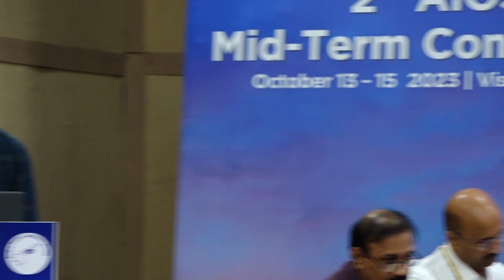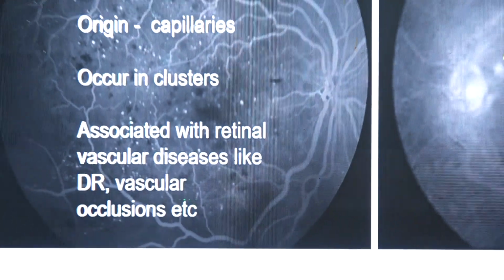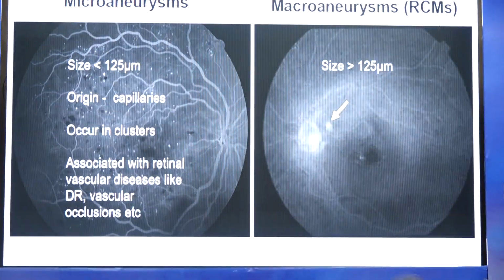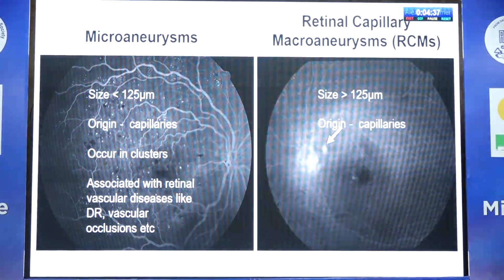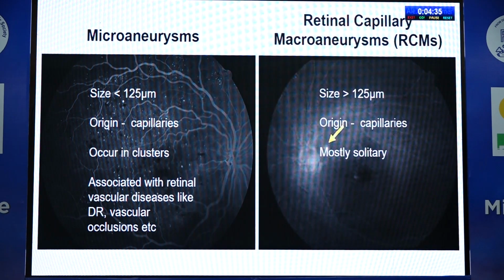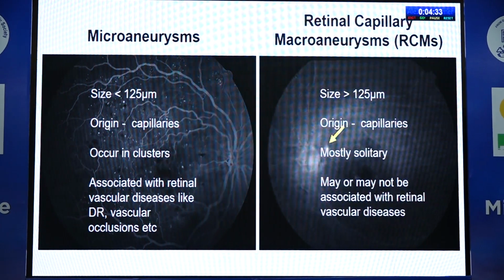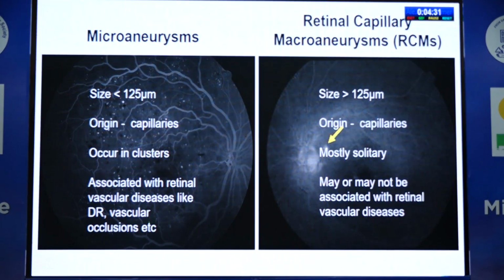Good evening, everyone. Our study is on multimodal imaging characteristics and treatment outcomes of retinal capillary macroaneurysms. We all know that microaneurysms have a size less than 125 microns. They have capillary origin. They occur usually in clusters and are associated with other retinal vascular diseases like diabetic retinopathy and vascular occlusions. On similar lines, we have these retinal capillary macroaneurysms, which have a size more than 125 microns. They also have a capillary origin, but they are usually solitary. They may or may not be associated with other retinal vascular diseases.